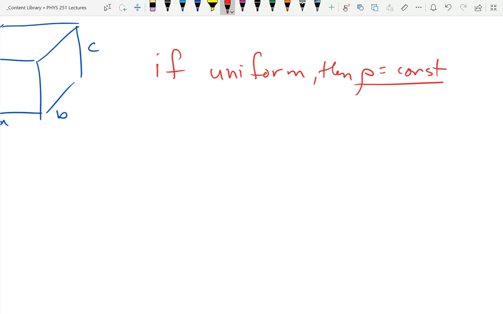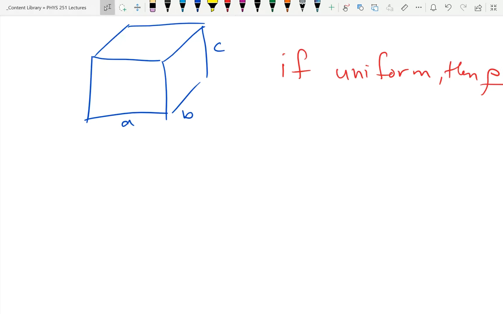Okay, so if uniform, rho is constant, and so we have to define where our origin is. So where should we put the origin? The problem might give you this or it might not. These are decisions you may or may not have to make, and so right now we're just making a problem up.